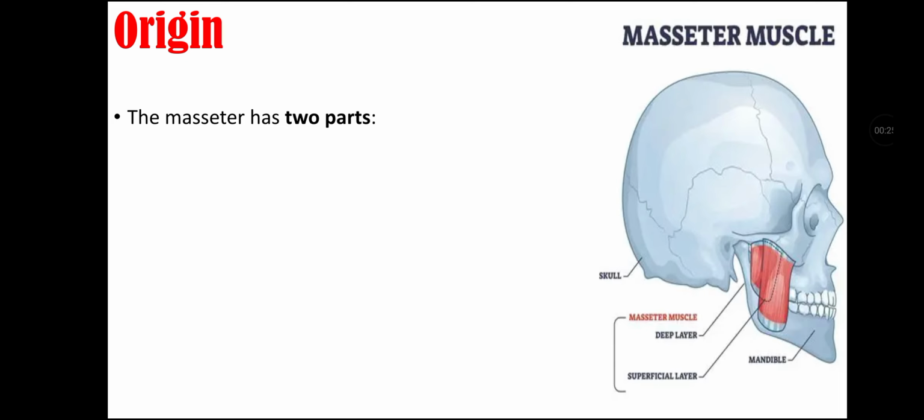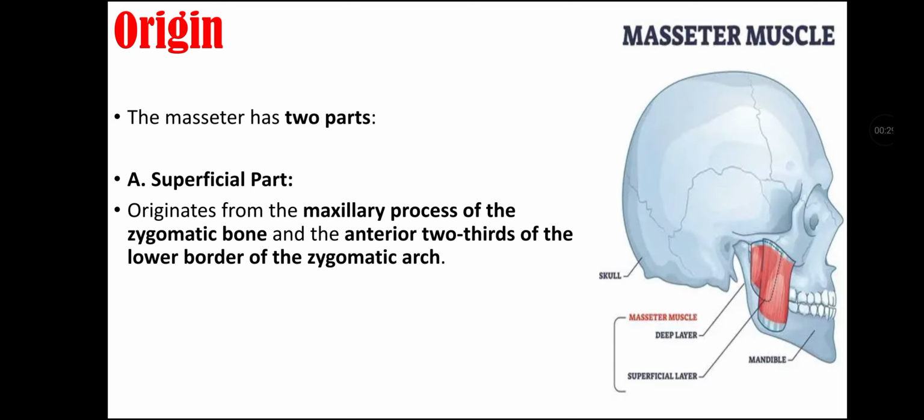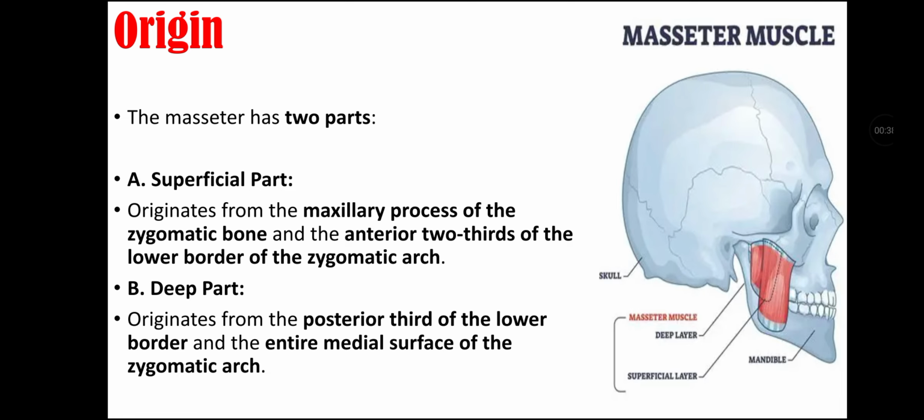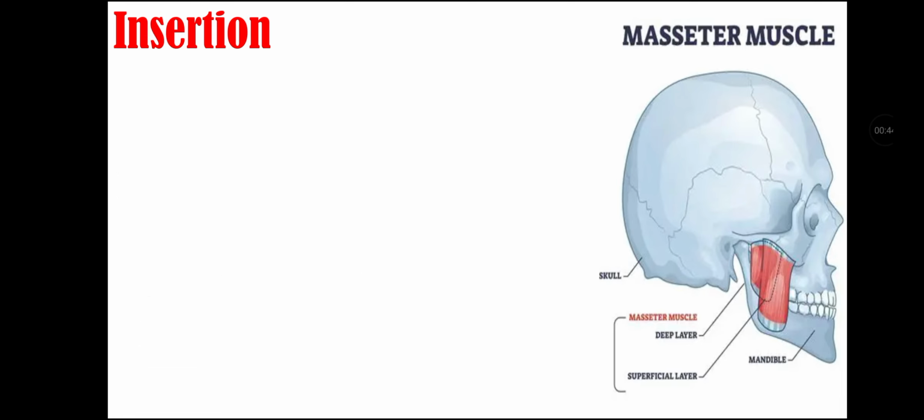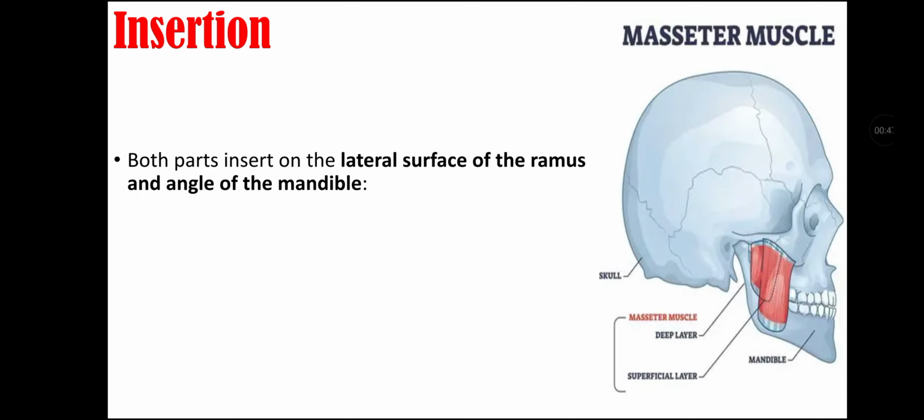Origin of masseter muscle. Masseter muscle has two parts. It has a superficial part that originates from the maxillary process of the zygomatic bone and the anterior two-thirds of the lower border of the zygomatic arch. And it has a deep part that originates from the posterior third of the lower border and the entire medial surface of the zygomatic arch.